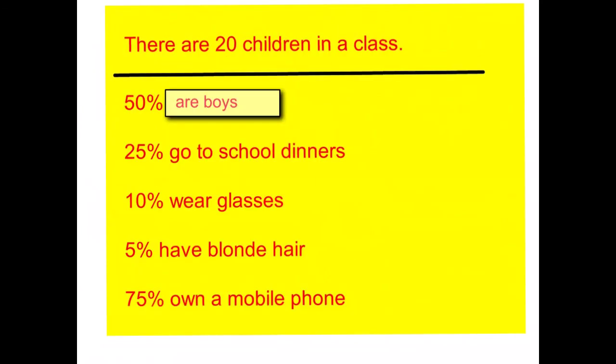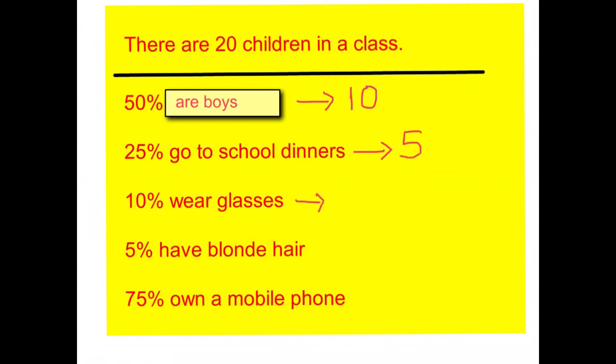There are 20 children in a class. We know that 50% are boys. So to work out 50% of a number, we divide it by 2 to get half of it. So you know 10 of them are boys. We know that 25% go to school dinners. 25% is 1/4. So 1/4 of 20, so you divide it by 4 to get 5.